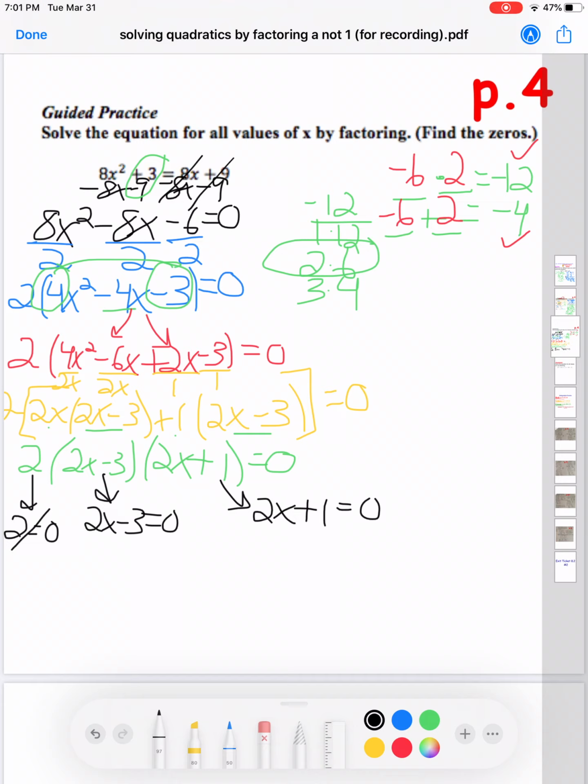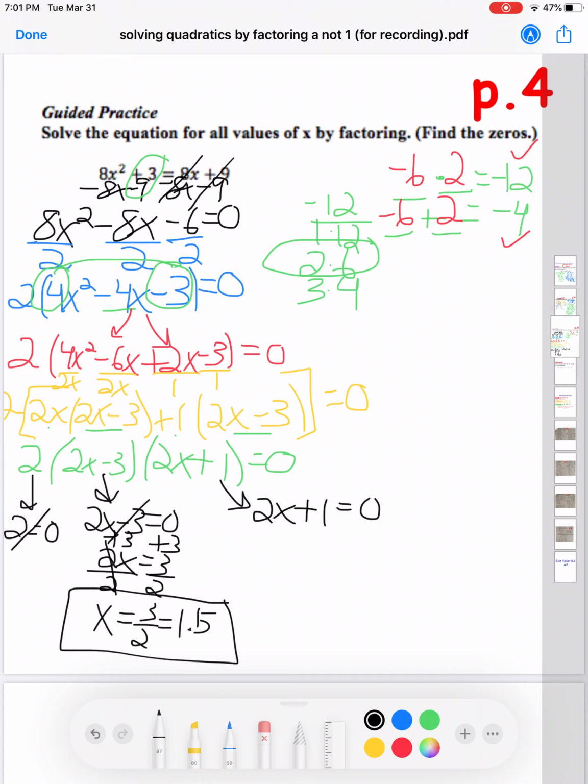In our second part here, 2x minus 3 equals 0. We're going to use inverse operations to solve. First, we're going to move the 3. So we'll be left with 2x equals 3. Then we'll divide by 2. And 3 divided by 2, that's a decimal, so I could write 3 over 2. Or if I want, I could write 1.5 if we're feeling like using our decimals.